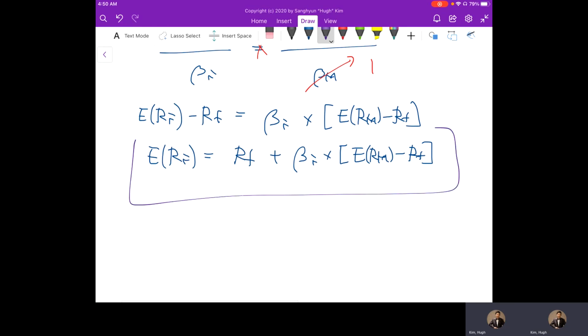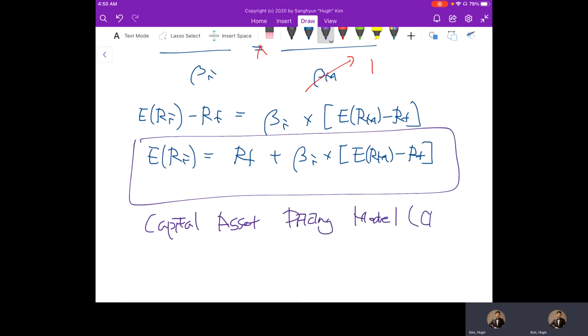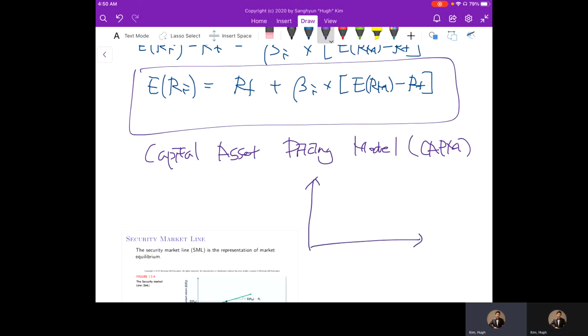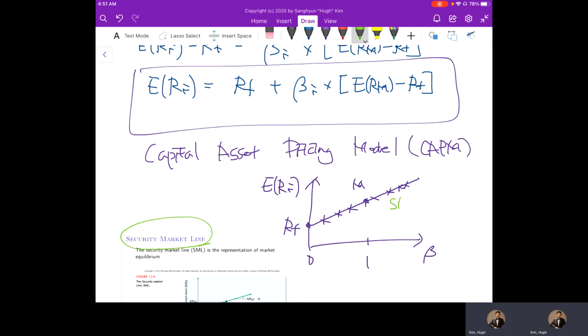This equation is called capital asset pricing model, or CAPM. And the visual representation of the CAPM is, so we got the risk on the x-axis as measured by beta, expected return on the y-axis. The risk-free asset has a beta of 0, so risk-free rate is here, and the market is here, and all individual assets will lie along this line. So this is called security market line, or SML.